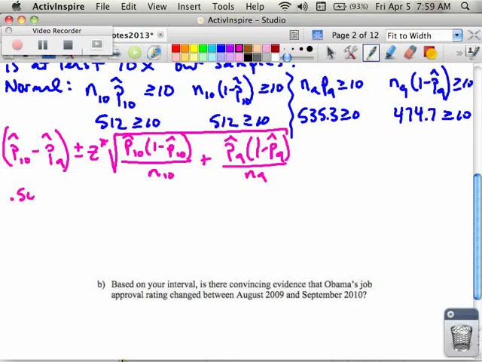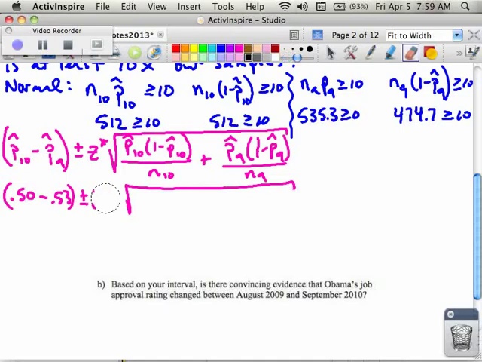And when you do that, what you see in numbers is that you have 0.50, which was his approval rating in 2010, minus 0.53. Since we have a 90% confidence interval, that's a 1.96. And then it's the square root of all that stuff with the numbers plugged in, of course. Oh, wait a minute, that's not 1.96, that's 95, isn't it? Yeah, it's 90%. Sorry, my bad. 1.645, I think, is the number that I wanted.